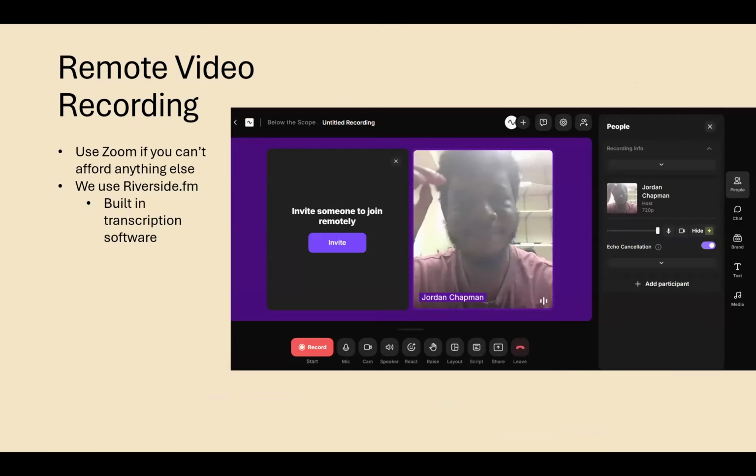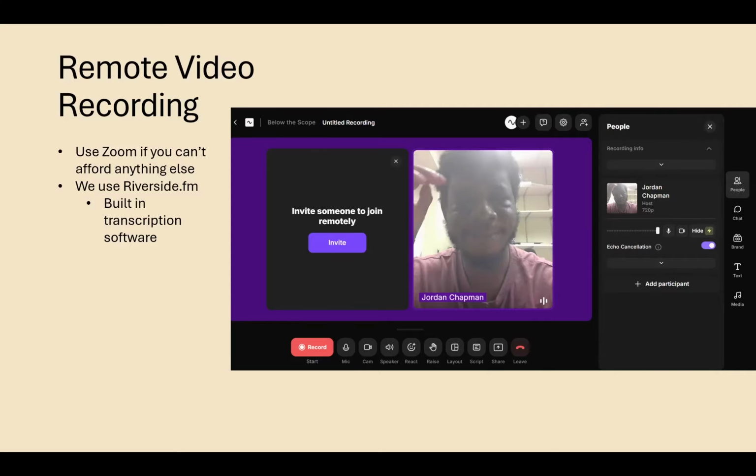For remote video recording, we really don't use Zoom for podcasting. It's not that you can't, but we prefer to use Riverside FM. One, because it does a little bit of noise reduction on its side for both the person doing the interview and the person being interviewed. And then it gives you separate tracks. Zoom doesn't always give you separate tracks; you've got to go into the settings to do that. And Riverside FM also has built-in transcription, which we use to write scripts. So that's what we use.